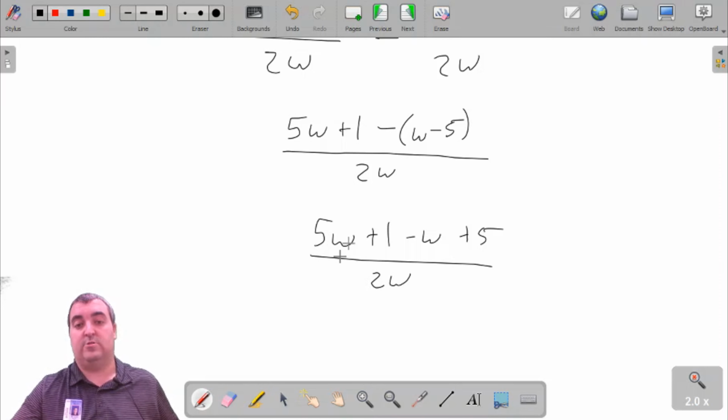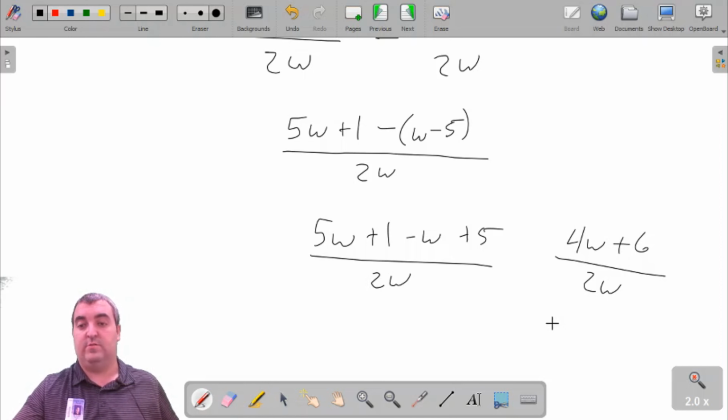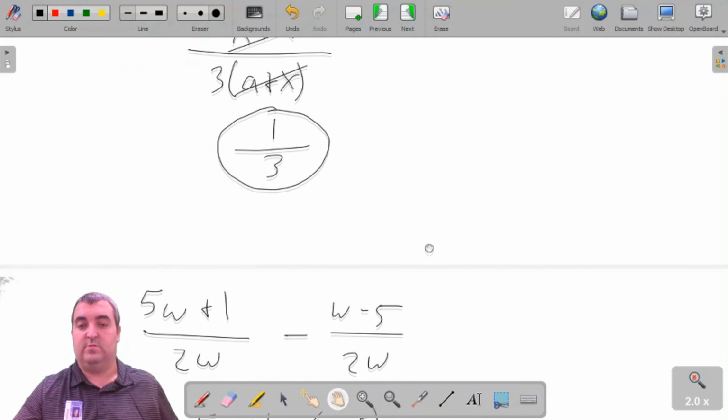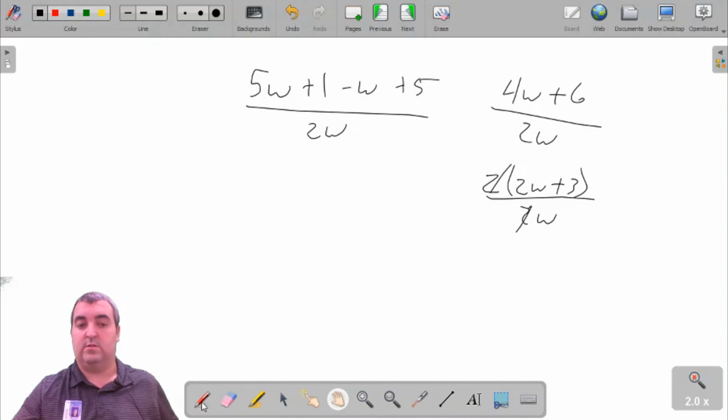and then combine like terms. So 5w minus w is 4w, 1 plus 5 is 6, all over 2w. Now simplify, which factor out a 2, and 2 is a factor on top and bottom, so that cancels. So your final answer is going to be just 2w plus 3 over w.